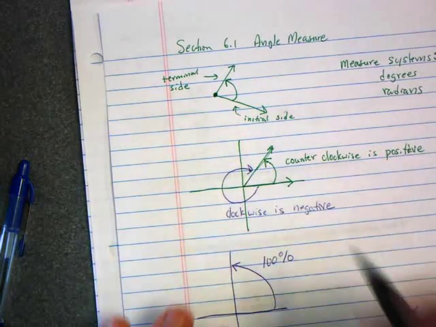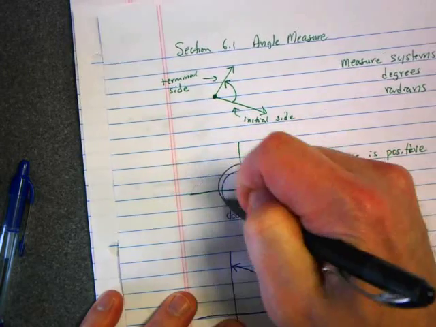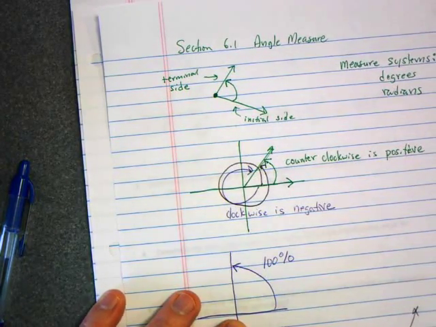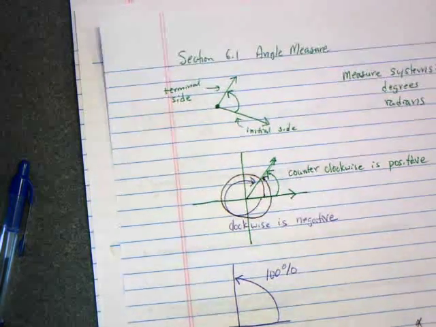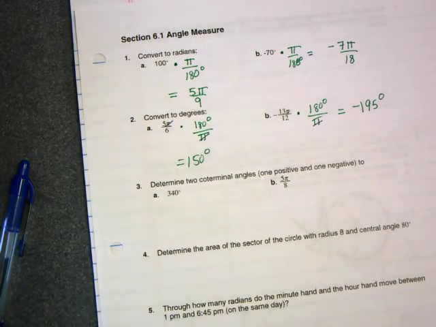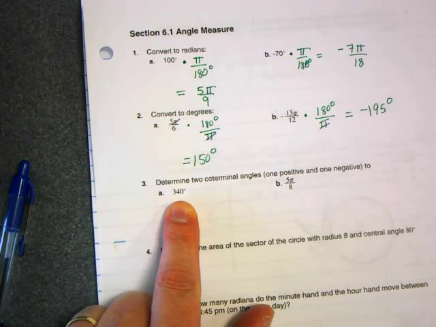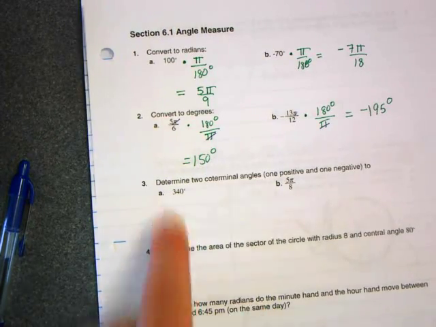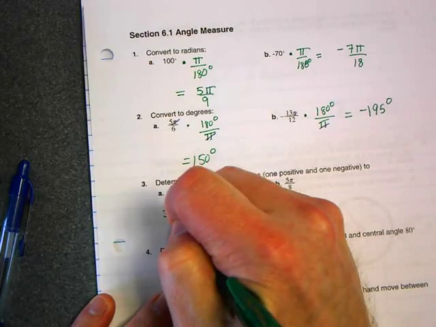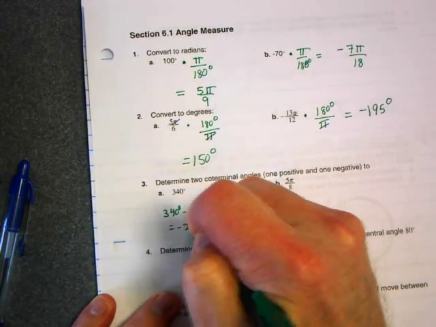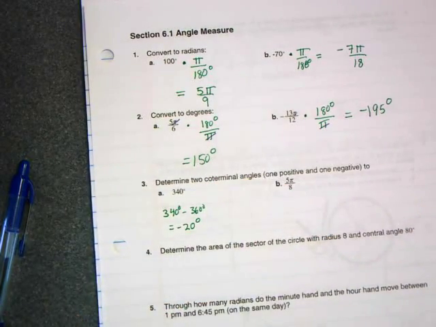I could also do this. I could go all the way around the circle one time, and then go to there. And I still have the same terminal segment. That's why they're called coterminal. So if I give you an angle like 340 degrees, how are you going to find a coterminal angle? I can subtract 360. So 340 minus 360 degrees is negative 20 degrees. So there's one correct answer, and that one's a negative angle.